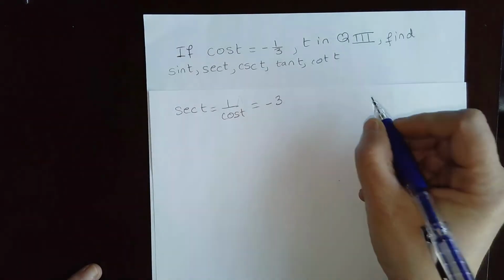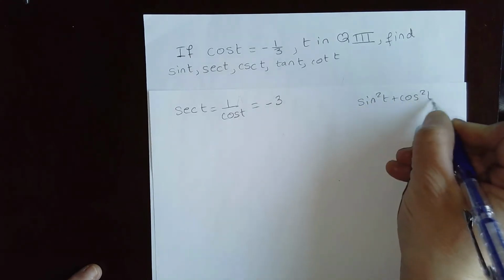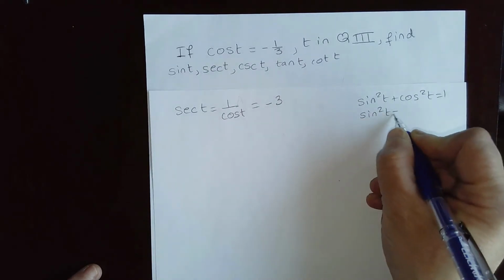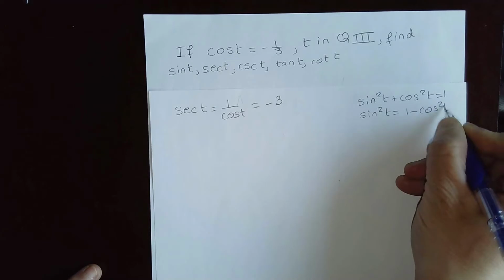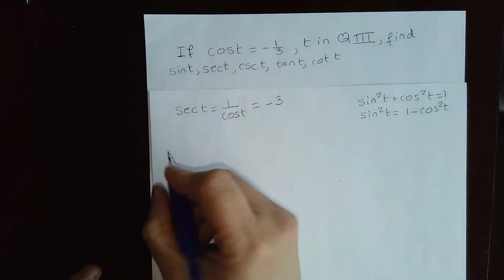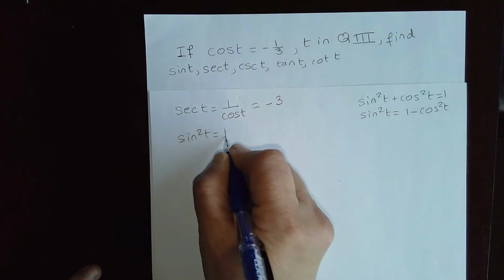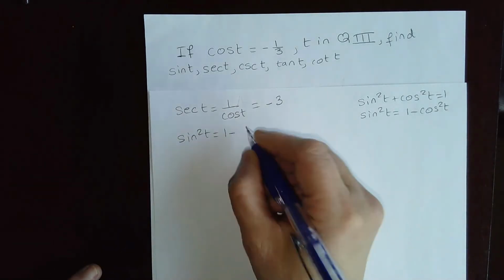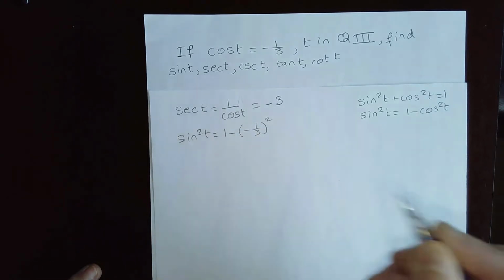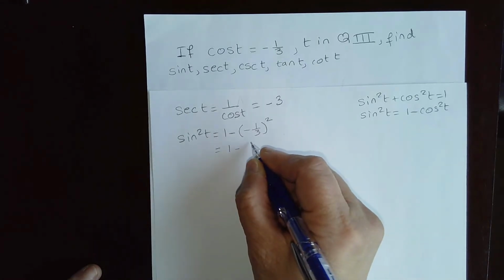Now, if you recall, sine square t plus cosine square t is equal to 1. That means sine square t is equal to 1 minus cosine square t. And then you can take the square root plus or minus, okay? So let's go ahead and do that. So we have sine square t is equal to 1 minus cosine square t. Cosine t is -1/3, and you square that. So that will give us 1 minus -1/3 square is 1/9.